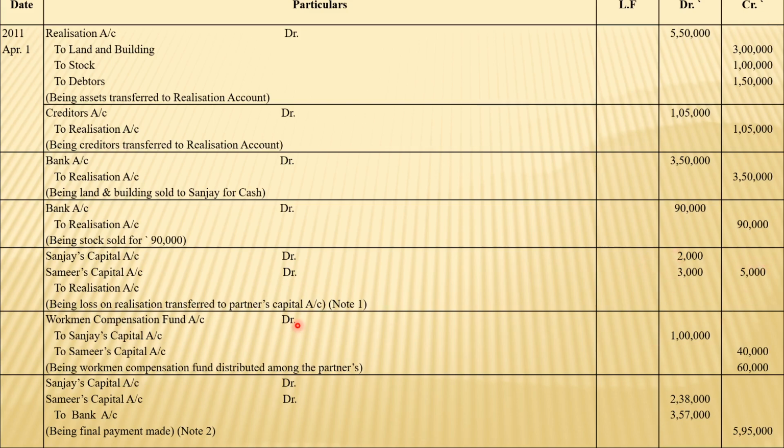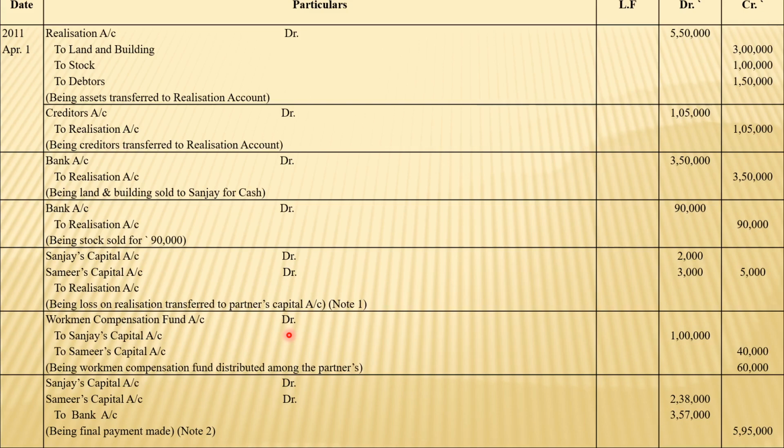Now after that, workman compensation fund is transferred: workman compensation account debit to partners' capital account 1 lakh 40,000, 60,000 in their profit sharing ratio. It is treated as an internal liability. Undistributed profit, like the general reserve, is transferred in the same way.